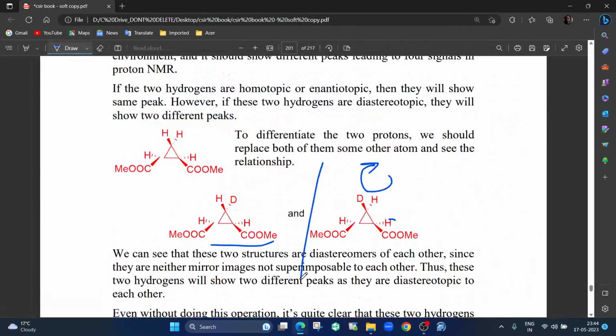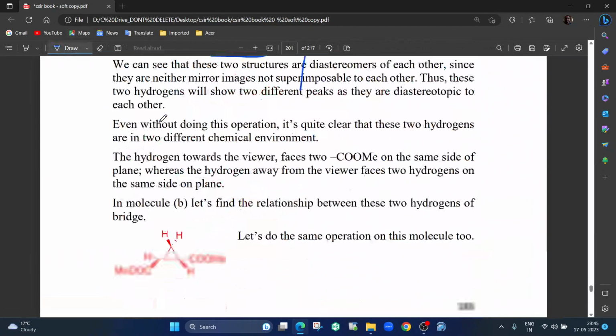They are also not mirror images. If you rotate 180 degrees, then hydrogen and deuterium will become mirror images. But COMe will go behind and H will come to the front. So they are not mirror images. So they are diastereomers, because they are neither superimposable on each other nor mirror images. Therefore very clearly these two hydrogens are different and they will show two different peaks, because these two hydrogens are diastereotopic, right?